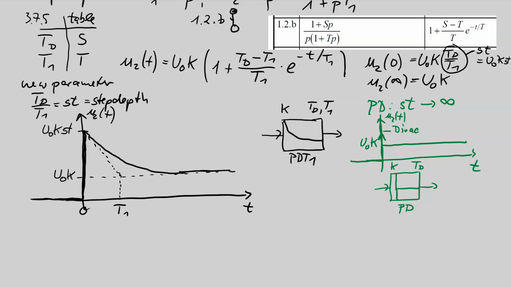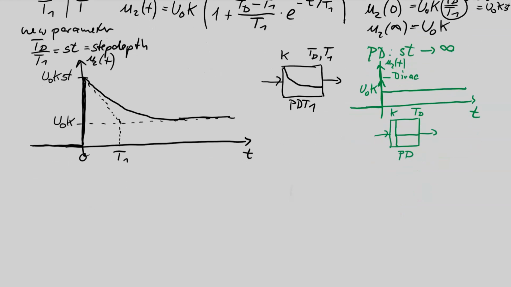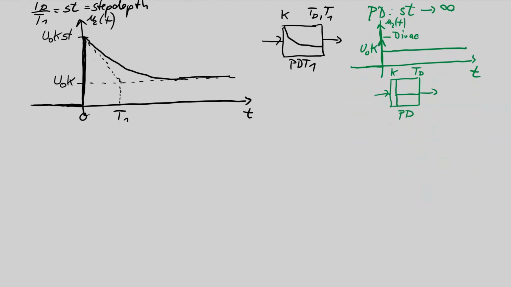Okay, I want to add now a discussion by changing step depth values to show you that a PD could also have step depth values which are smaller than 1, or could be 1 or could be negative. Let's make a table. Variation of step depths.